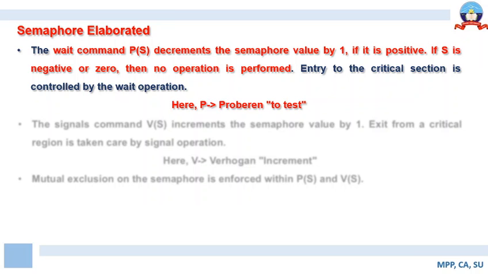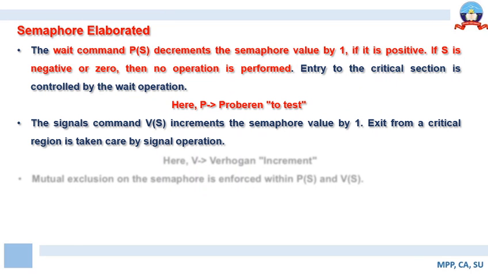So this is very much important in operating systems. The entire synchronization takes place with the help of these two functions, so it is very important for us to understand their significance. The wait command represented by P decrements the value of semaphore by 1 if it is positive. If the value of semaphore is negative or 0, then no operation is performed. Entry to the critical section is controlled by the wait operation.